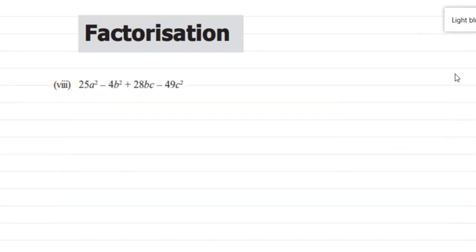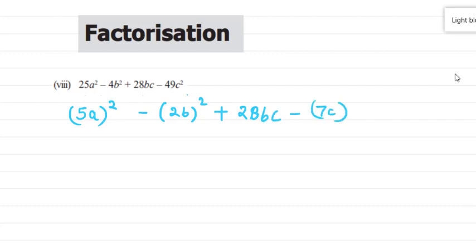So here I have taken another question: 25a square minus 4b square plus 28bc minus 49c square. Now how will you do it in this? You have 4 terms here, and some of these are squares, some are not. So you can see here 25a square is the square of 5a, minus we have 4b square which is the square of 2b, and 28bc, right now I'm just keeping it like this, and we have here 49c square, which can be written as 7c whole square.